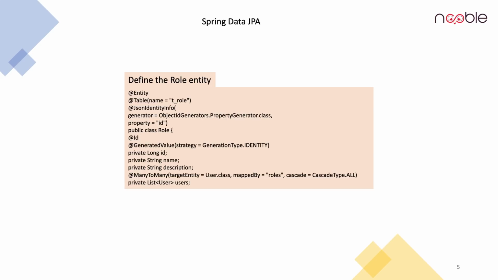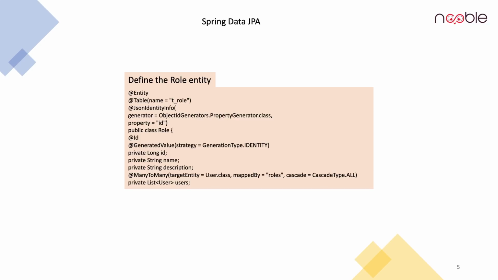Now let us talk about the role entity. Here we can see I use the JsonIdentityInfo annotation, which will take care of the circular reference issue. Previously we were using JsonIgnore and JsonManagedReference. Now let us see what will happen when we use JsonIdentityInfo. I did the same thing in the user entity also.